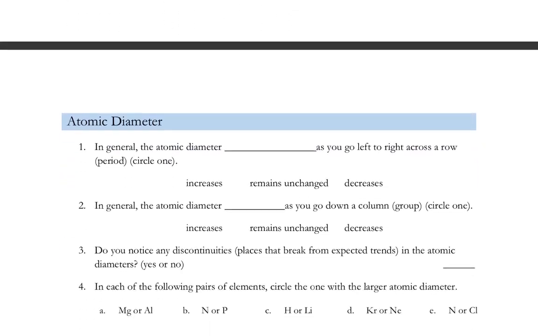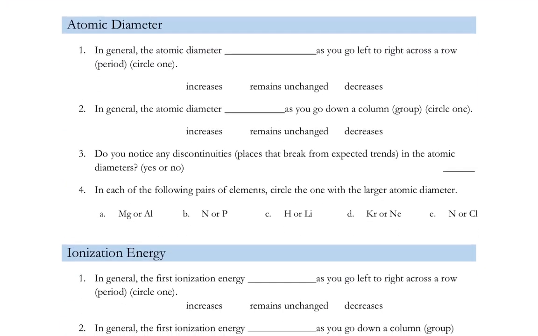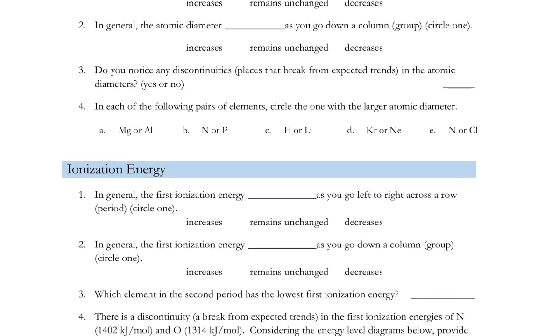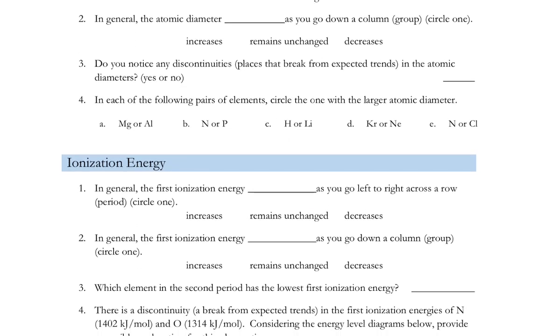Okay, then we have the atomic diameter trend and discontinuities, number 3. That's where you need to go to your chapter 7 handout and find atomic diameter values and see if there's any places where it doesn't follow the trend. For number 4, you can simply think of the trend to answer those questions, or you can look to the periodic table that is shown with the atomic diameter values.